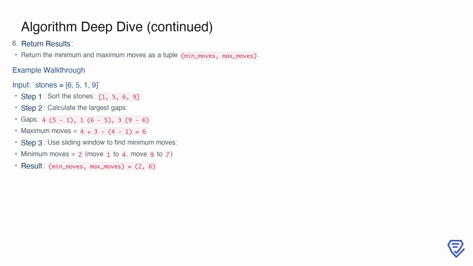For the minimum moves, we use a sliding window approach. By moving 1 to 4 and 9 to 7, we can achieve a consecutive sequence, requiring only 2 moves. Therefore, the result for this example is min_moves, max_moves equals 2, 6.